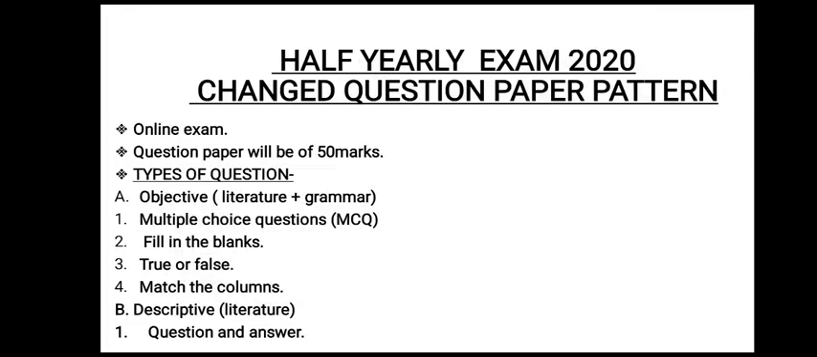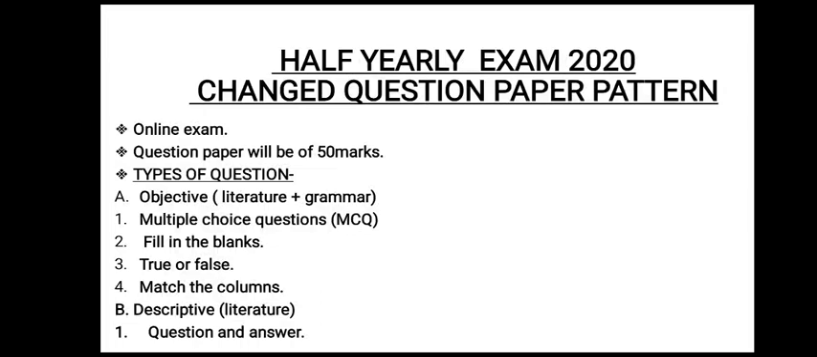Now children, let us discuss the types of questions which are going to come. There will be two kinds of questions. First is objective. Objective can come from literature as well as grammar. Now let us see the categories of questions, the different types which can come. The first is multiple choice questions, which you have already given. Options will be given to you. You have to choose the correct option.